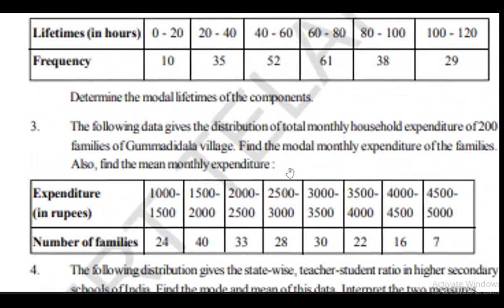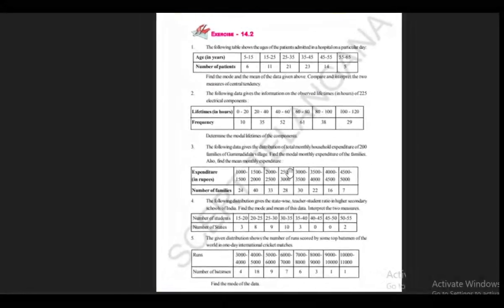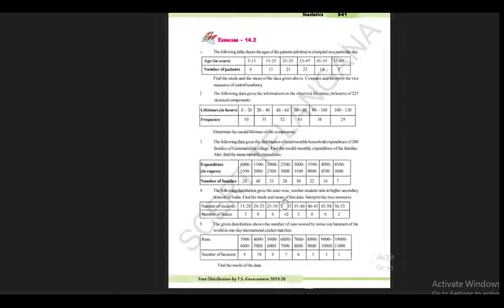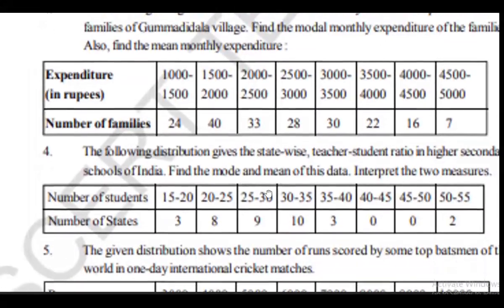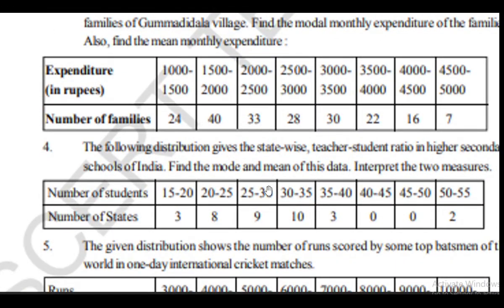Here we have exercise 14.2, fourth problem. The following distribution gives the state-wise teacher-student ratio in higher secondary schools of India. Find the mode and mean of this data. Interpret the two measures. Number of students, number of states.